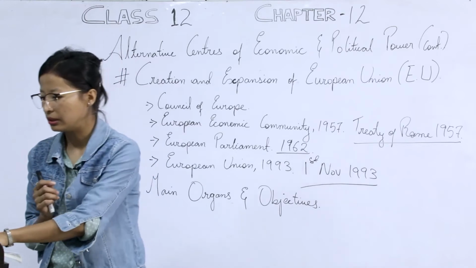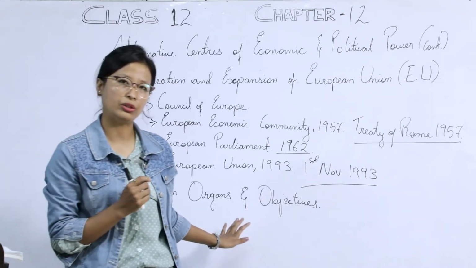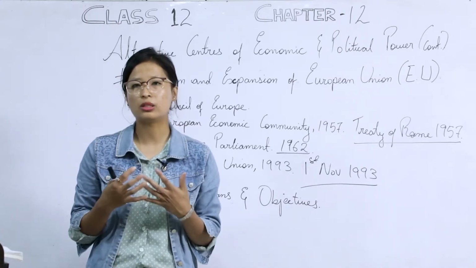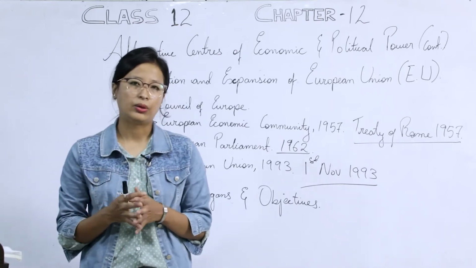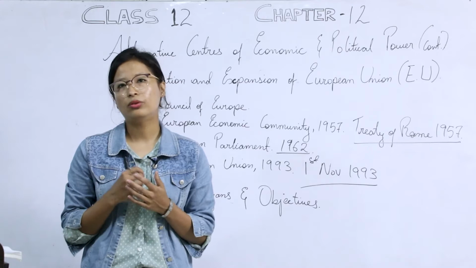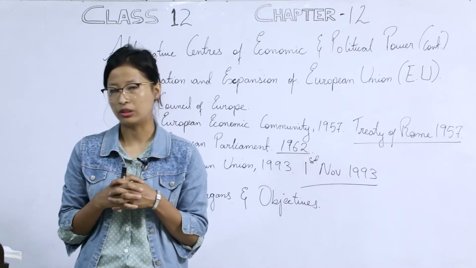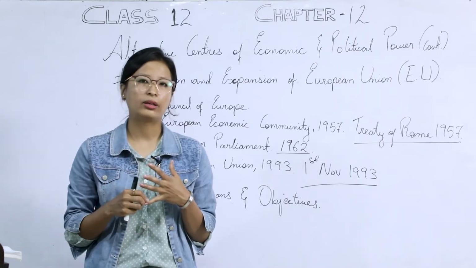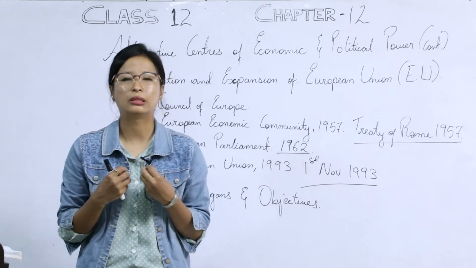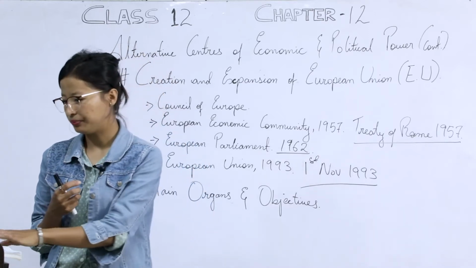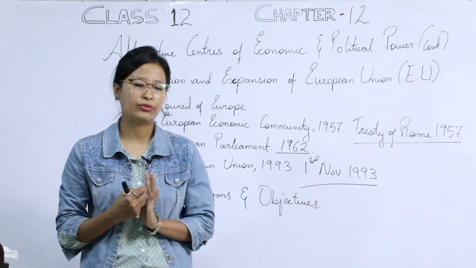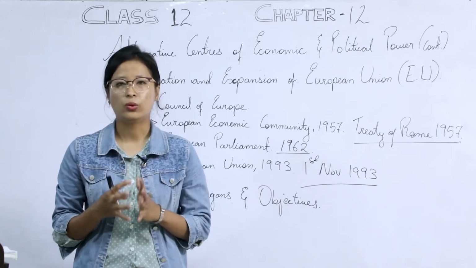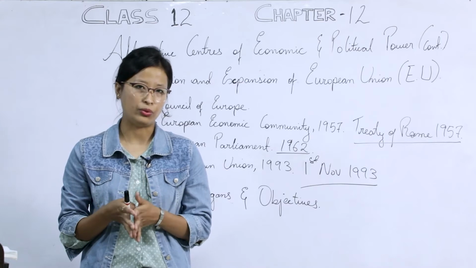All right. So in this direction, the European Union, the present EU, came into being. In short, we call it that. Now the member states have a common foreign and security policy. They also have a common flag, a common anthem, as well as a common currency. By 1995, 15 countries were members of the European Union.